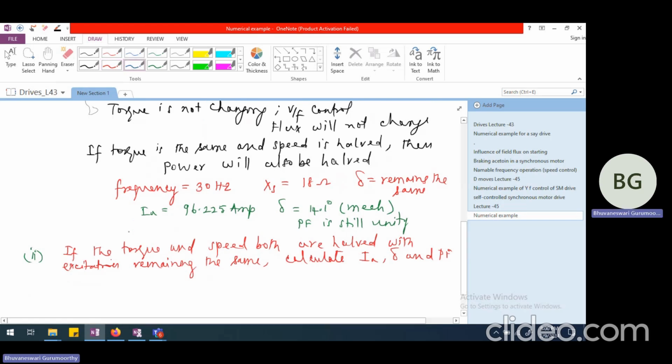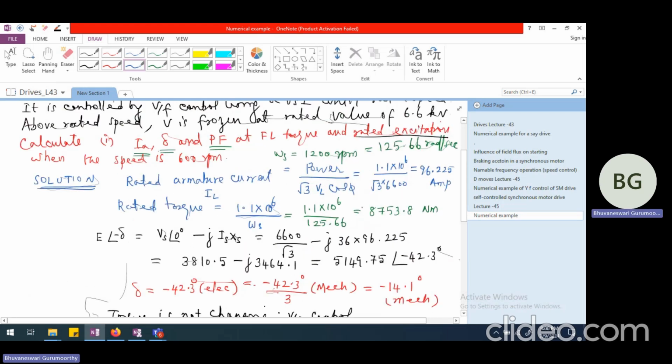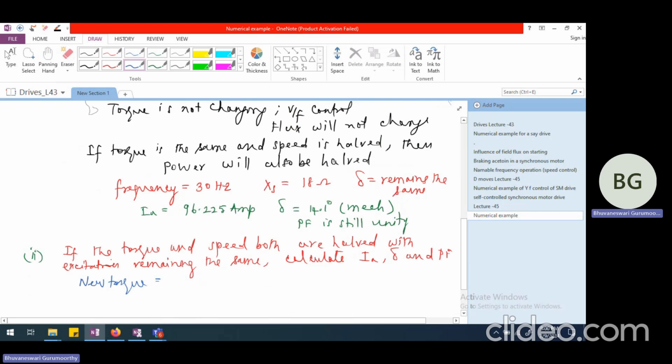So first of all, torque is halved. So new torque value is going to be whatever is the rated torque we calculated. Rated torque we calculated was 8753.8. So we should write 8753.8 divided by 2 Newton meter. And that happens to be 4375.5.